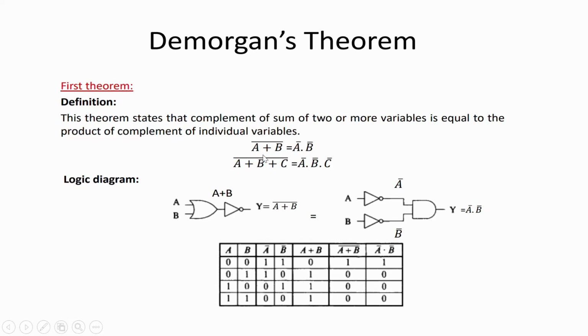And next, we have to write the left side equation, which is A plus B the whole bar. So first finding A plus B, which is 0 plus 0 is 0, 0 plus 1 is 1, 1 plus 0 is 1, and 1 plus 1 is 1. And A plus B the whole bar means the complement of the previous column, which is 1, 0, 0, 0. And this is the left side answer. And the right side is multiplying A bar and B bar. Output is 1, 0, 0, 0. So the left side equation is equal to the right side equation, hence proved.